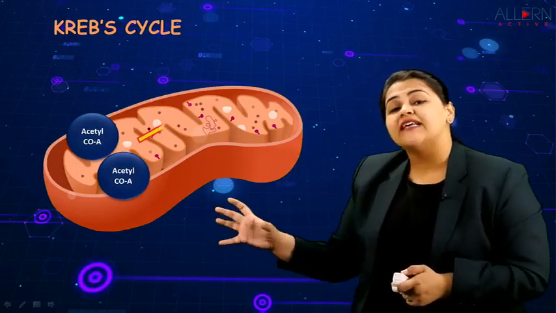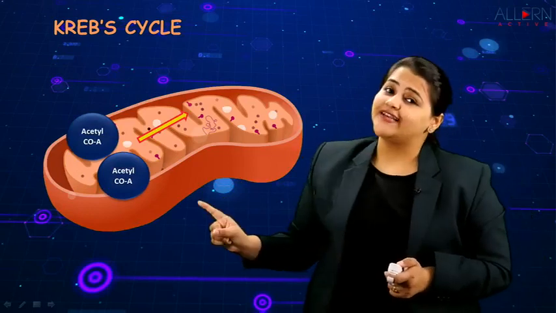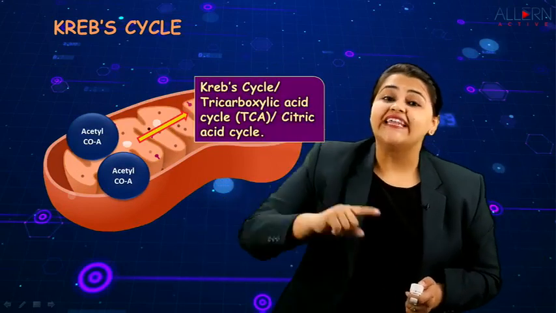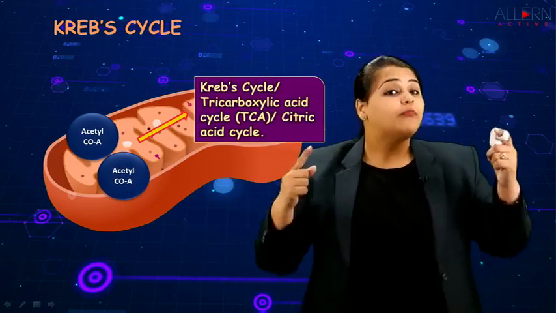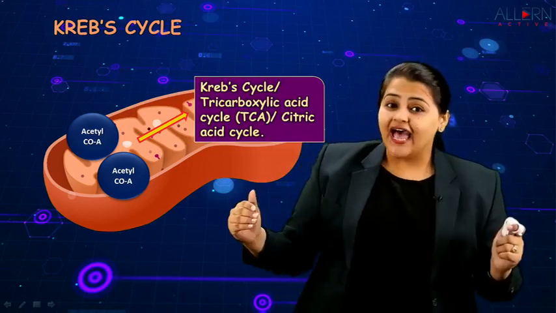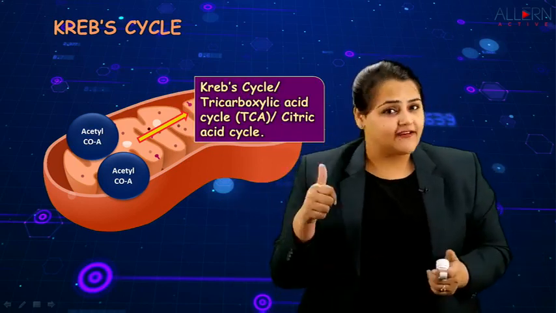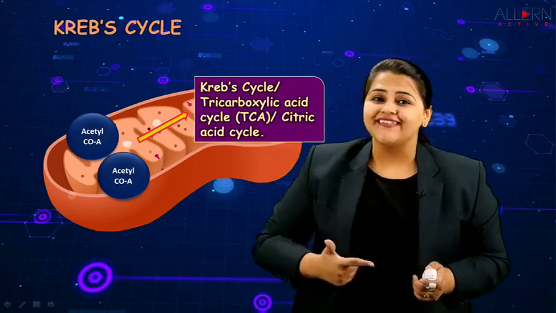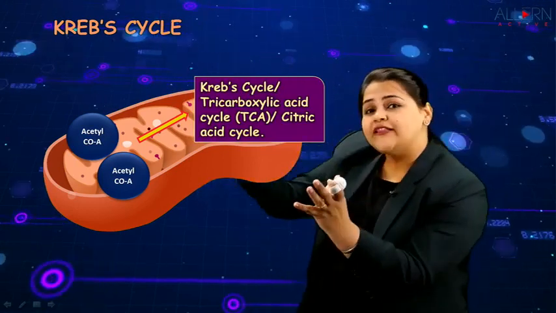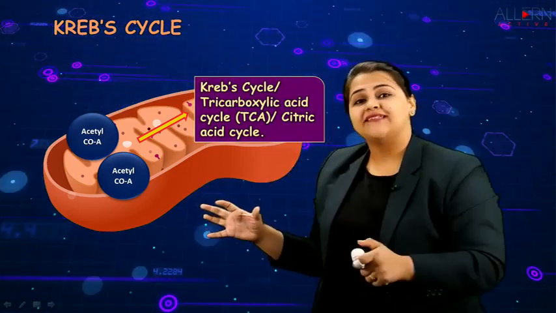So we have this acetyl coenzyme A, 2 molecules inside the mitochondria, getting converted into a particular product, and that is under the Krebs cycle, also called the tricarboxylic acid or citric acid cycle. These are all the names of the Krebs cycle. Now let's see what the Krebs cycle is.